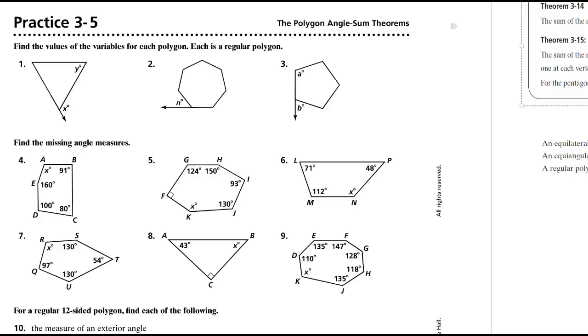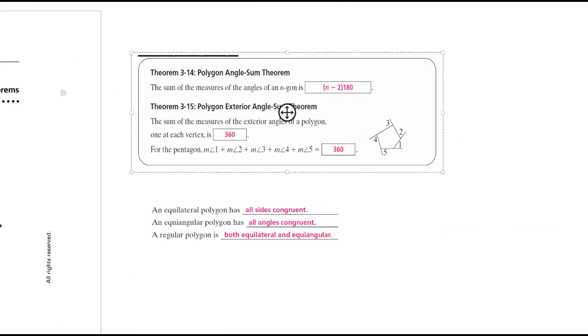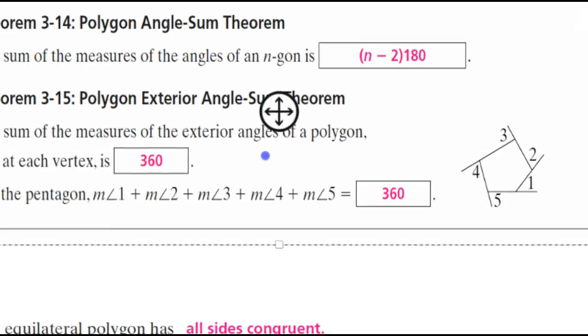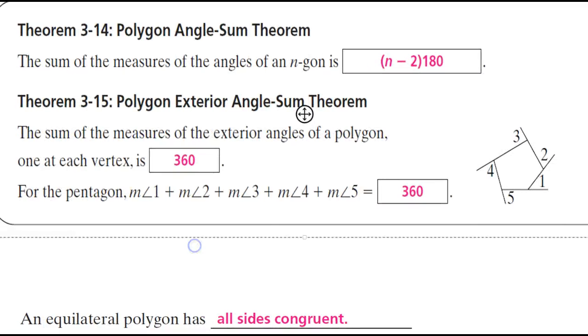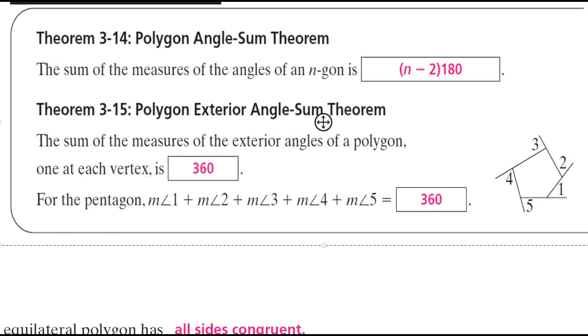Time for practice 3-5. So now we're about halfway through chapter 3, and let's review for a minute the things that you learned from the notes section for chapter 3, section 5. And here they are. You had two theorems, the polygon angle sum theorem and the exterior angle theorem.